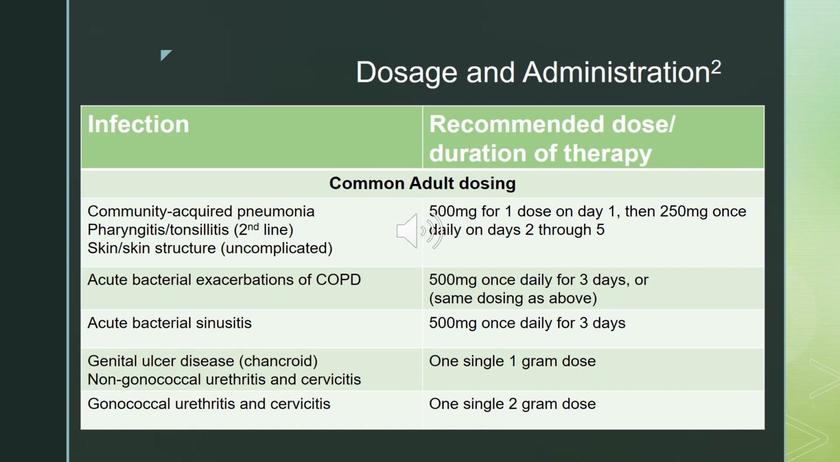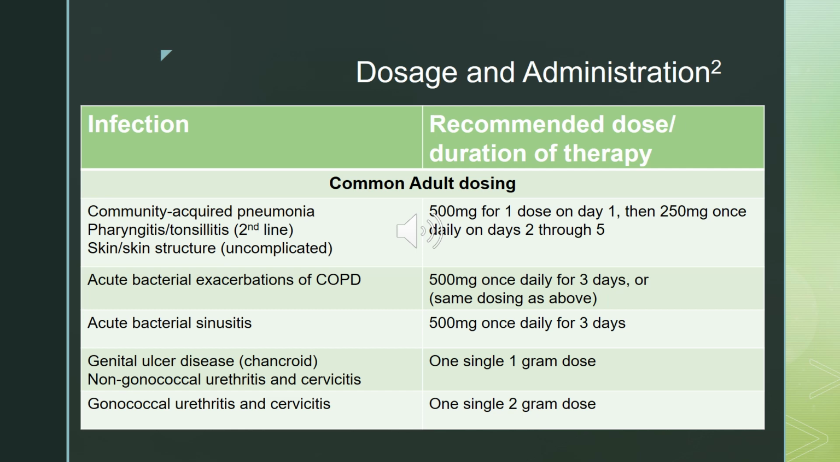So on this slide and on the next slide, we're going to talk about dosage and administration of azithromycin. This slide talks about common adult dosing for community-acquired pneumonia, for pharyngitis and tonsillitis, and for skin structure infection, when it's not complicated, we start off with 500 milligrams, one dose daily for 1 day, and then 250 milligrams, one dose daily for days 2 through 5. And it's going to be a total of 5-day therapy.